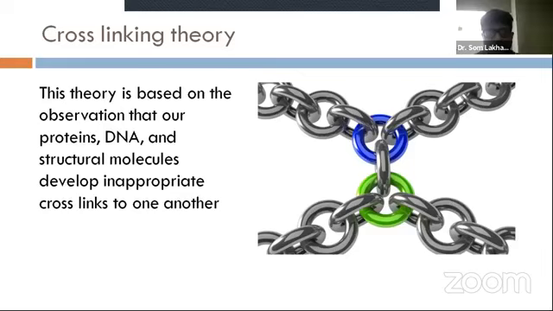The first theory behind aging is the cross-linking theory. Based on this theory, the proteins, DNA and structural molecules develop inappropriate cross links to one another, which ultimately increase with age. And because of this, the aging process advances. So this is the first theory behind aging, that is the cross-link theory.